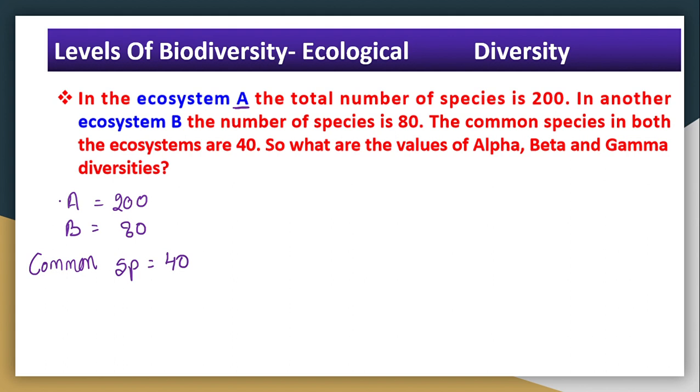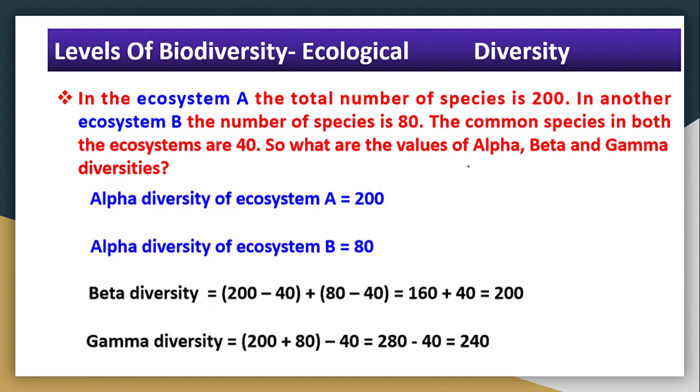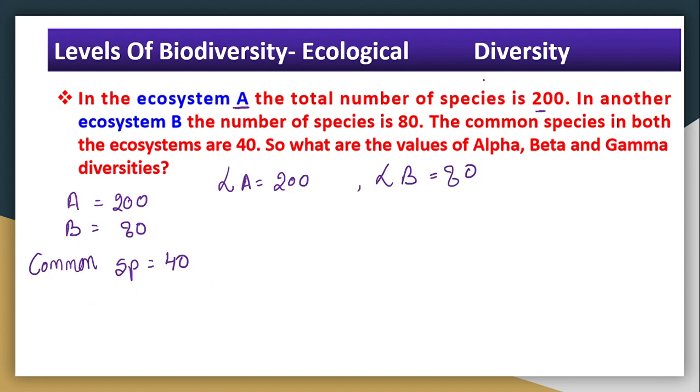So what is the alpha value for A? Obviously the alpha value for A is going to be 200 because I don't have to check anything. Total number of species, I just have to check, right? Alpha for B is going to be 80 species. Let's check over here. Is it correct? Alpha we have A 200, B you have 80, right? Now let's jump to the beta diversity.